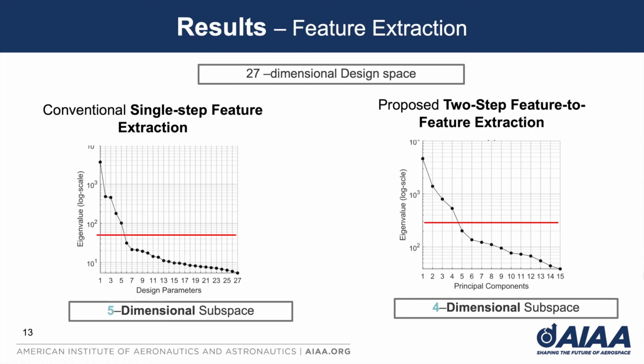From these results, it can be seen that the conventional single-step method creates a 5-dimensional subspace. The proposed steps provide a 4-dimensional design space. Even though there is no significant difference between the two approaches in terms of dimensionality, we will see in the subsequent slides that the surrogate model trained in the subspace extracted from the proposed approach has higher accuracy.